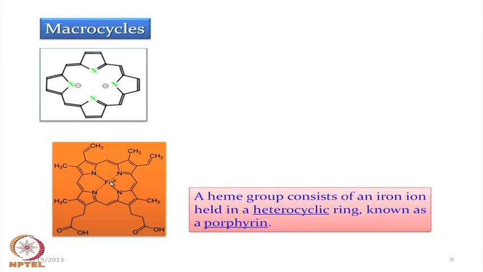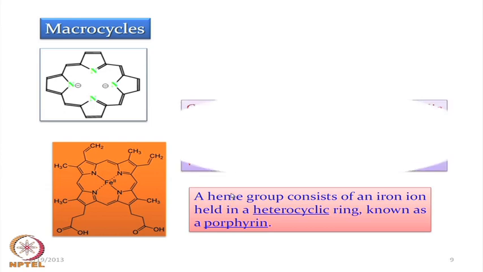So, when iron is attached to this particular macrocyclic ring, that means the porphyrin ring, we call it the heme group. So, that is why the name comes for hemoglobin also. Heme plus globin unit gives rise to the hemoglobin unit. So, the heme group consists of an iron ion held in a heterocyclic ring known as the porphyrin. So, this is our porphyrin ring. When the porphyrin ring in plane binds to iron in the ferrous state, that means iron 2, it gives rise to the heme group.